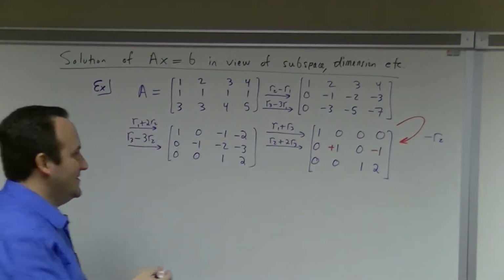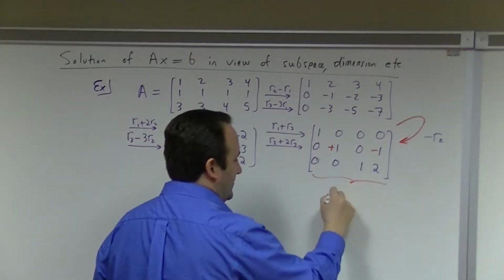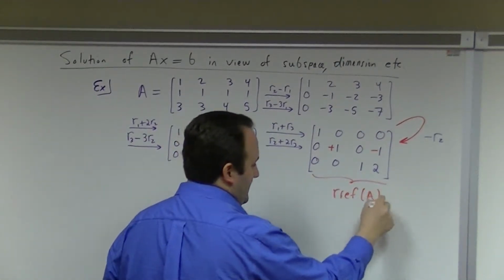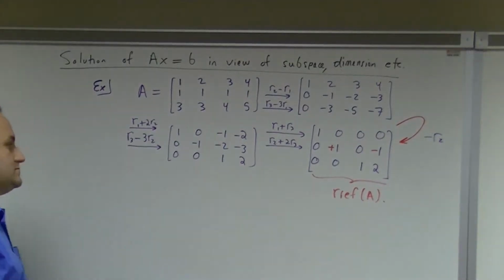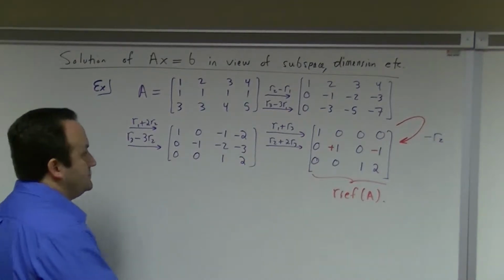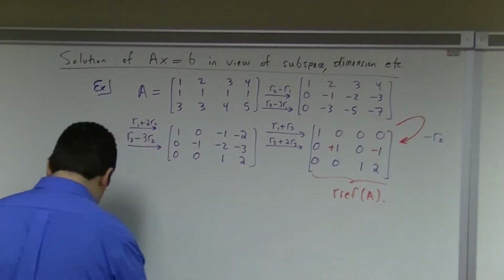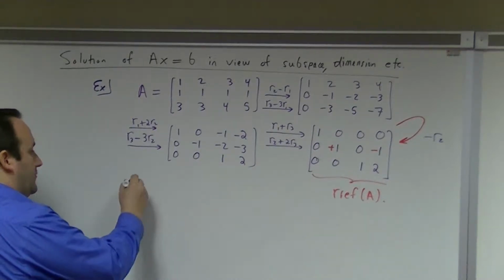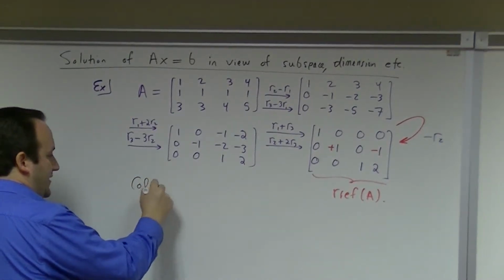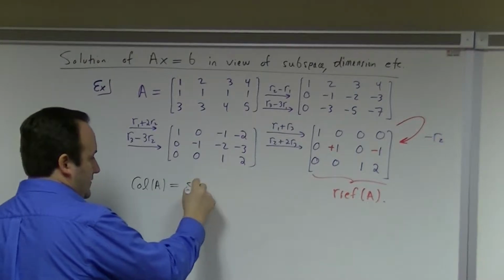Anyway, my point to you is that this is the reduced row echelon form of A, right? So, let's see. What can we say? What's the basis for the column space of A? Well, what is the column space of A? The column space of A is the span of what?